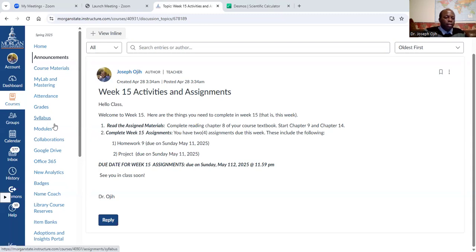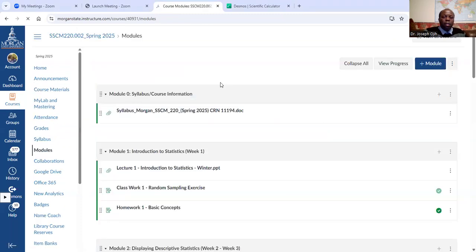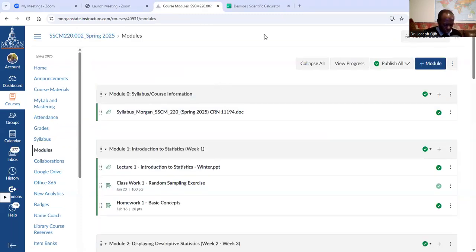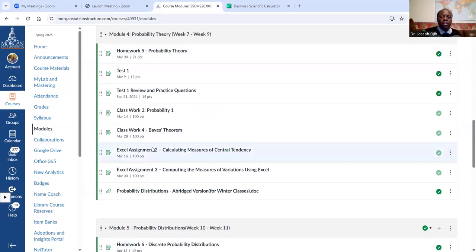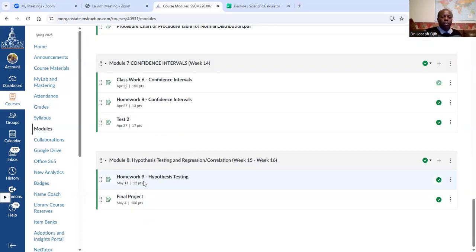Let me see. What is the module again? If you click on the module and then scroll down, this is where the project module will be. I'm going to put it right here. If you check it now, you see that it is blank. There's nothing there yet. Again, it is based on confidence interval that we are finishing today.